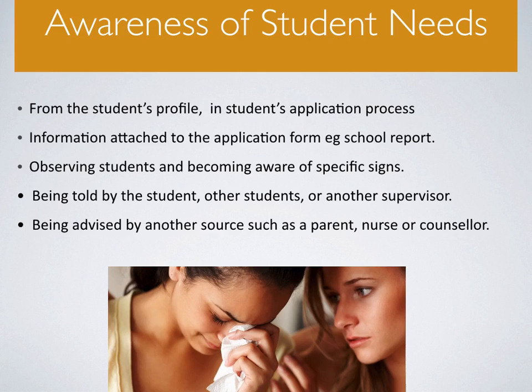How do we become aware of student needs? So this is from a student's profile, and a student's profile includes things like the application form and information that's gathered after that, and any information that's attached to the application form. We become aware of a student's needs by observing students and becoming aware of specific signs, and this is why it is so important to have that strong relationship with young people, and to be supervising them in a way where we can see if there are specific needs. Sometimes we're told by another person, such as another student or another supervisor, or we might be advised by a parent, a nurse, or a counsellor.